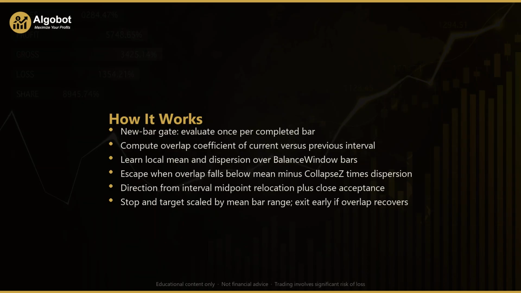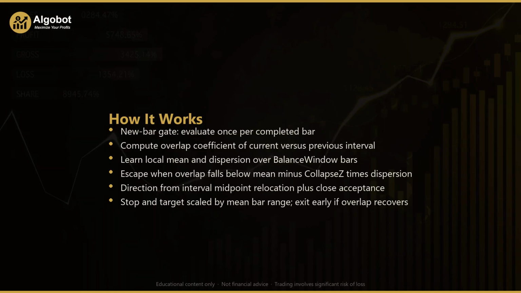Then it builds a picture of what's normal right now by looking back over a window of previous bars, governed by the BalanceWindow parameter, which defaults to 40. Across those bars, it computes the average overlap and the dispersion, or how much overlap typically varies. Importantly, the candidate bar itself is excluded from that calculation, so the comparison stays honest.